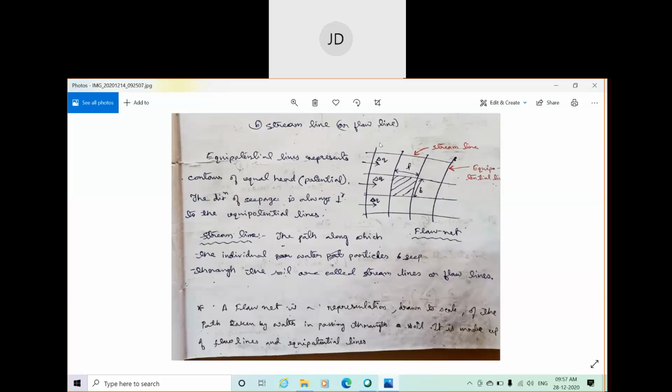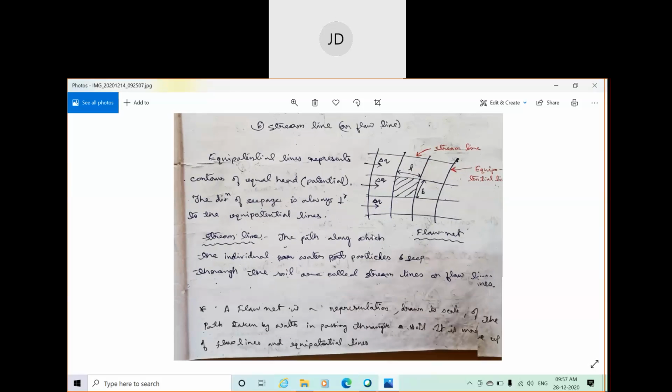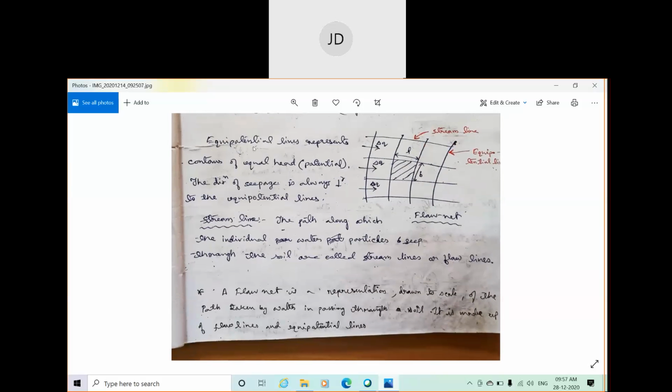Since the delta H, the head difference, between this point and this point is equal to the delta H in this zone and also this zone, if you continue, it will go like this, as equipotential lines. Fine. So this is the significance of equipotential lines. Here I can also write: an equipotential line represents contours of equal head.